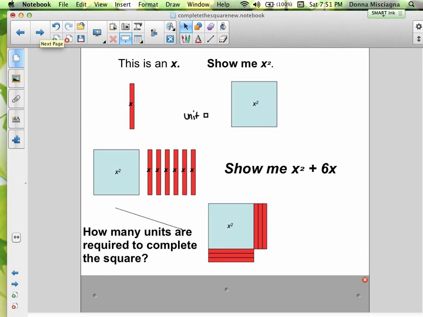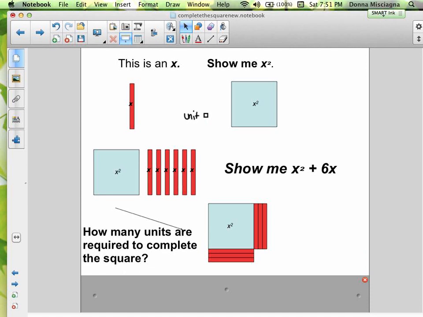But how many units? The little cubes. So imagine these are the unit cubes. You have the big flat 100, that's our x squared. The little rod, that's our x. And the little tiny cubes, that's our unit. How many units are required to complete the square? See if you can figure out, looking at the picture, how many would be needed. Have a number in your head. Got that number in your head?